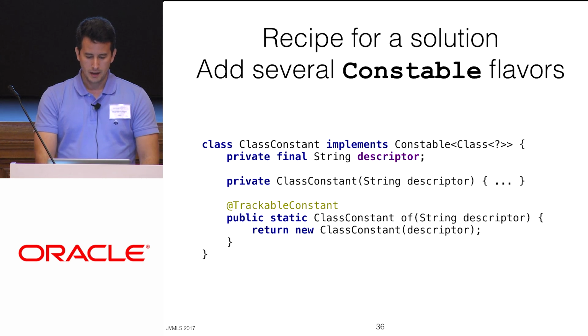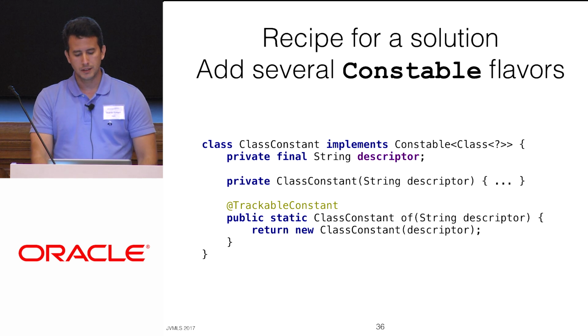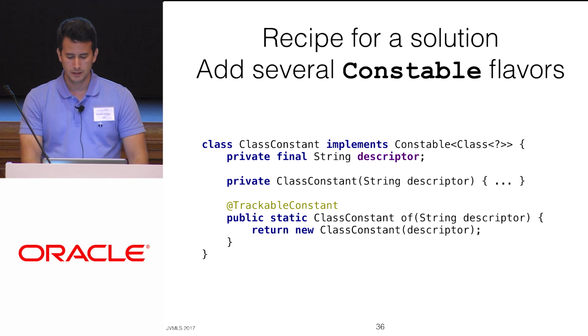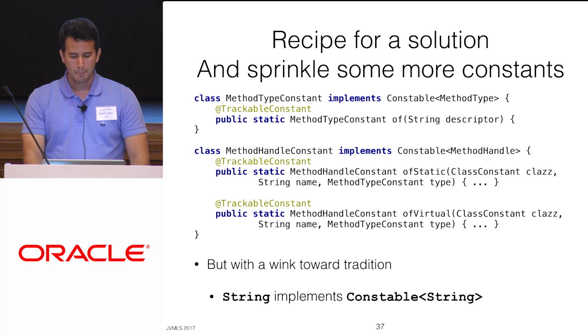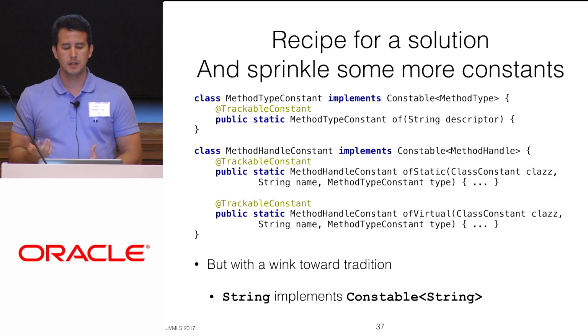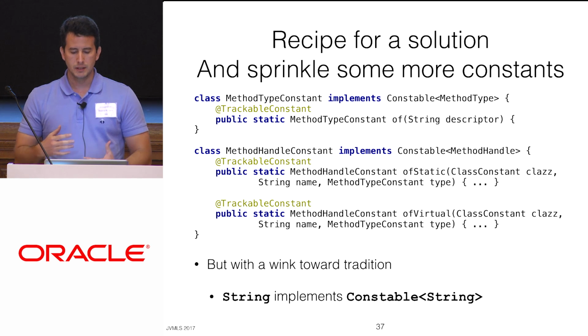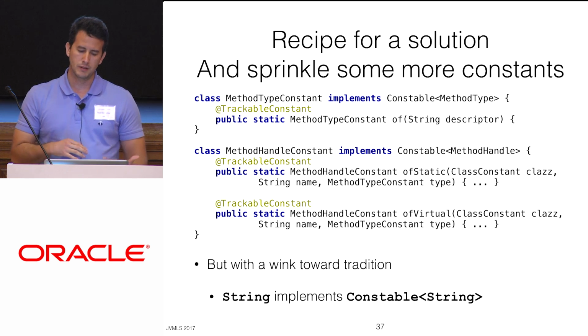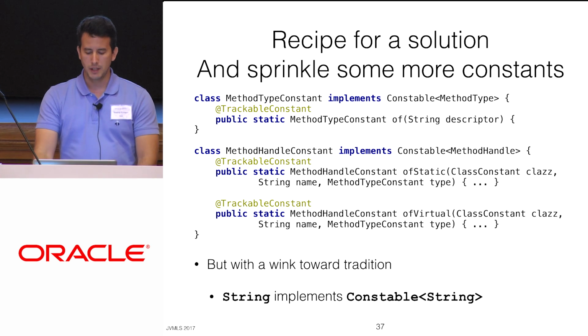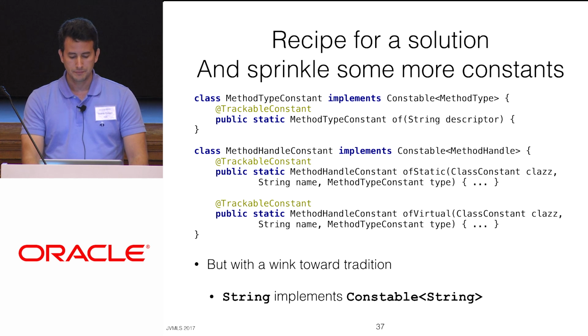We have a method to create the class constant. It's interesting here, the trackable constant annotation. We'll talk about that later. And as I was mentioning, there are also other constants. We have the method type constant, we have the method handle constant. They basically have some similar methods. In the case of method handle constant, we have all the flavors of static, virtual, etc., to create different method handle constants.